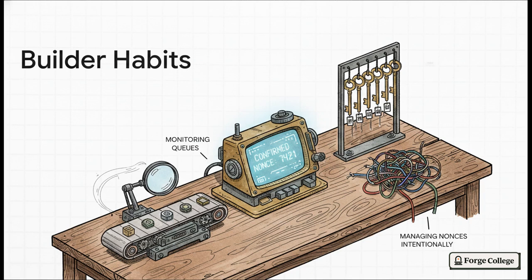And number 3, manage your nonces intentionally. A classic mistake is having multiple backend servers sharing the same private key, blindly firing off transactions and constantly overriding each other's nonces. It causes massive gridlock. Treat your account's sequence counter with extreme care.